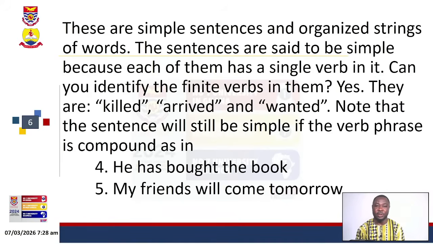Then we also have another example. My friends will come tomorrow. We have two verbs, will and then come. It doesn't make the sentence complex. It is still simple because we are communicating just one piece of information. My friend will come. But because the action is situated not in the past or present, but in the future, we need a word that will come and support come to communicate the idea that the action of coming is actually tomorrow.